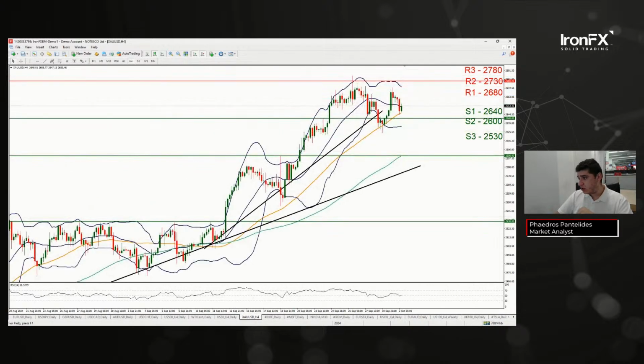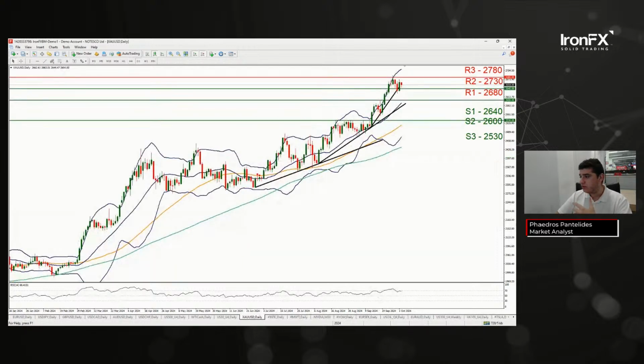It does appear to be retracing down to that S1 level of 2,640, which we have placed. I wouldn't be surprised to see it bouncing off S1 and then continuing higher. That is based on a geopolitical and more fundamental point of view. From a technical perspective, you can see that it has broken below our upwards moving trend line. That was on a 4 hour. So you can see on the daily as well, it broke below.